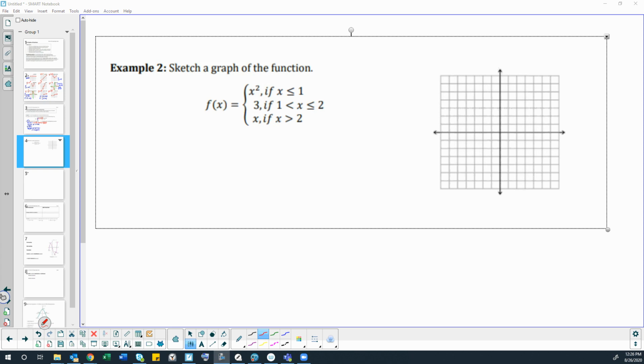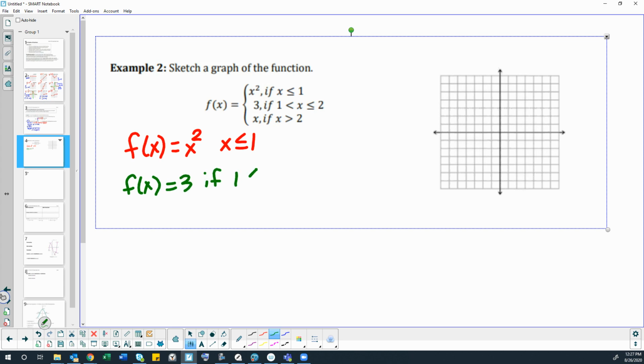All right, here we go. Sometimes I like to break these down into separate graphs, and I like to use different colors. Let's do this. So we have f of x is x squared, but that's only if x is less than or equal to 1. And we have f of x is 3 if x is between 1 and 2, including 2. And we have f of x equals x if x is greater than 2.